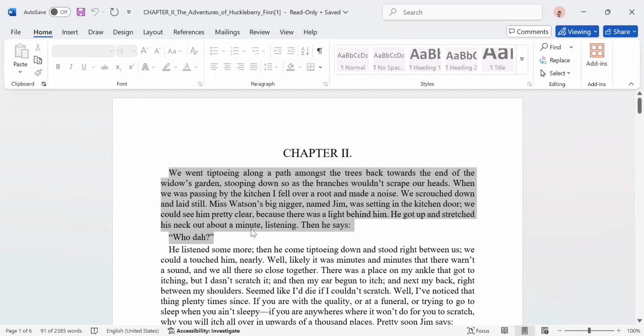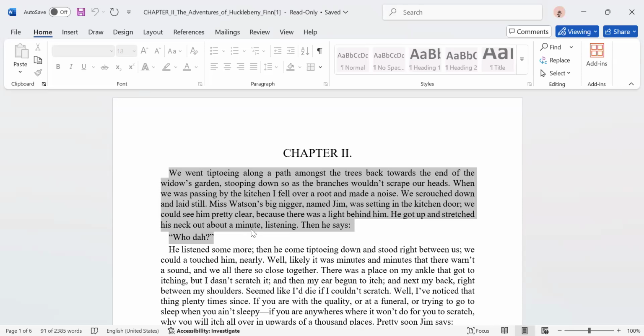Okay, so we're going to read it line by line. We went tiptoeing along a path amongst the trees, back towards the end of the widow's garden, stooping down so as the branches wouldn't scrape our heads. Since this is a story, this is probably Huckleberry's point of view recounting an event from the past. So here we have tiptoeing, which is past continuous, meaning something that was occurring in the past. That's why we have went, which is past tense, but we have tiptoeing here, which is a present participle.